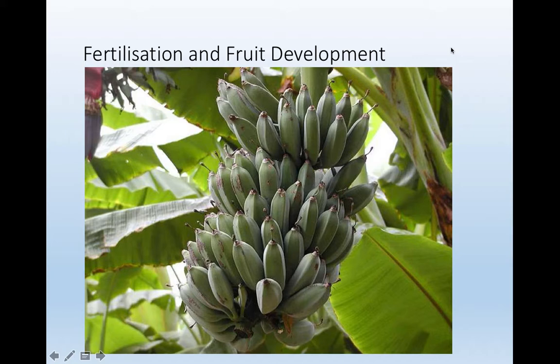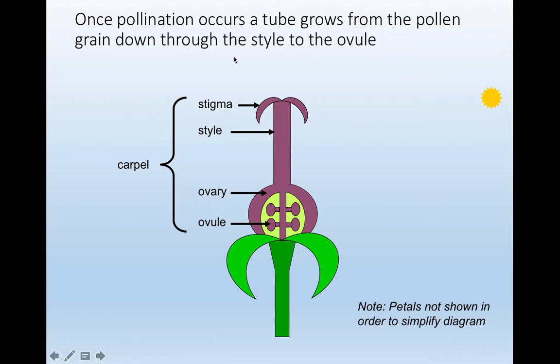Pollen can be carried by insects or by wind. So let's look at how this happens. Insect-pollinated flowers are adapted to attract the insects. The flowers have brightly colored petals to attract the insects.